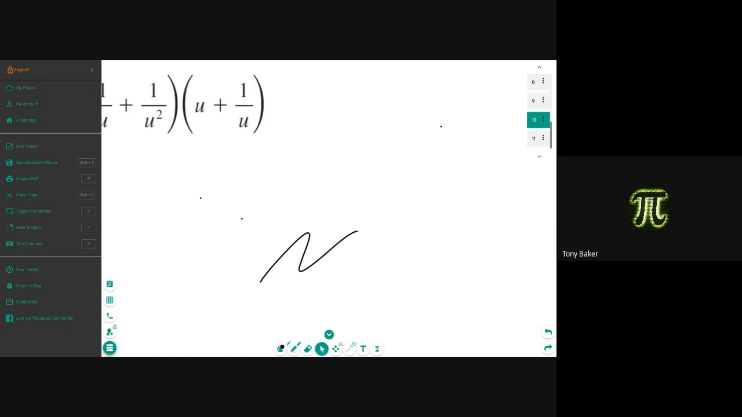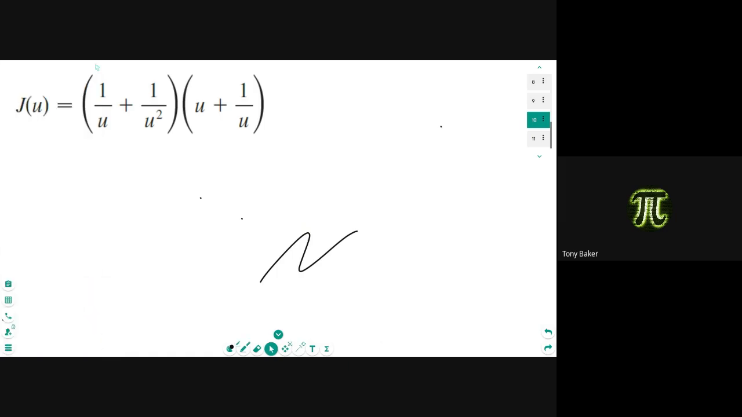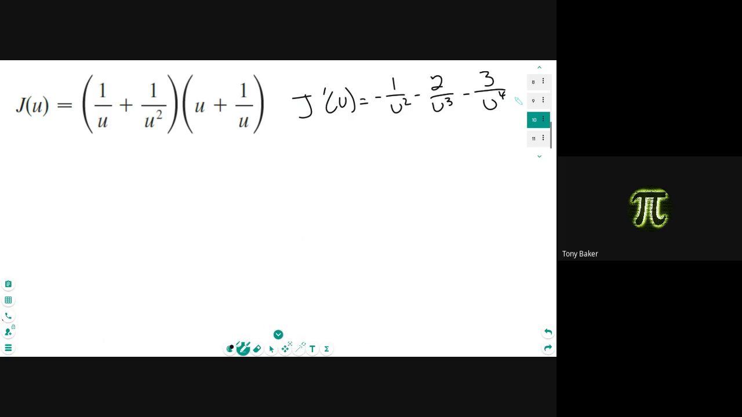My thing stopped working, so I can't undo things. All right, I'll do that in a second. All right. So the correct answer is 1 over u squared, 2 over u third, 3 over u fourth. Yes. That's the final answer.